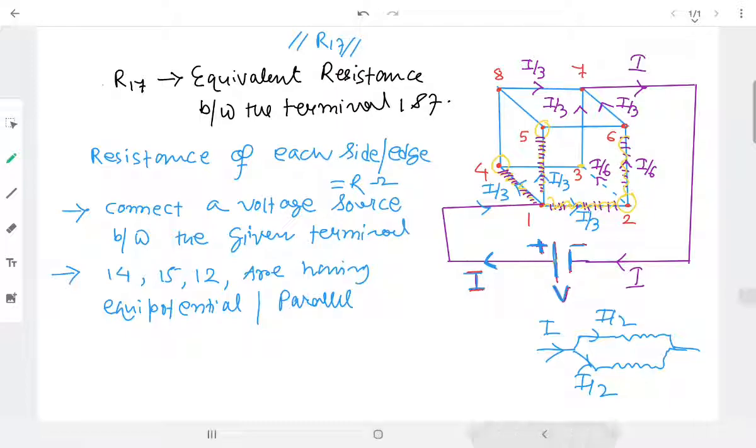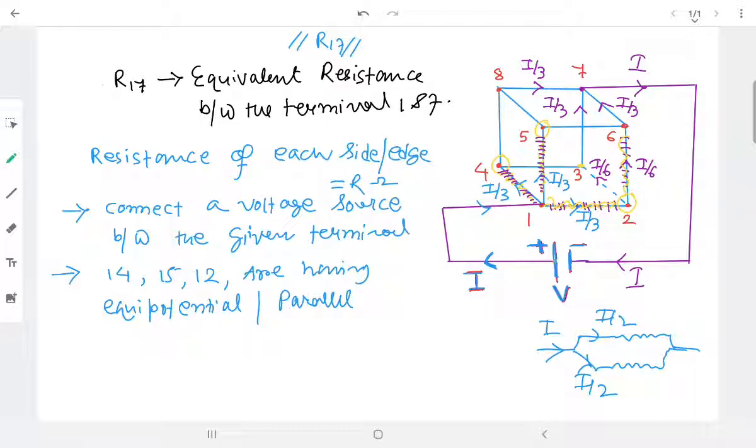So incoming current to this corner point should be I by 3, I by 3 and I by 3. If you add this I by 3, ultimately your current is I. Okay, so this is the complete current distribution for this circuit. You can find out all the currents in any branch, any resistance.